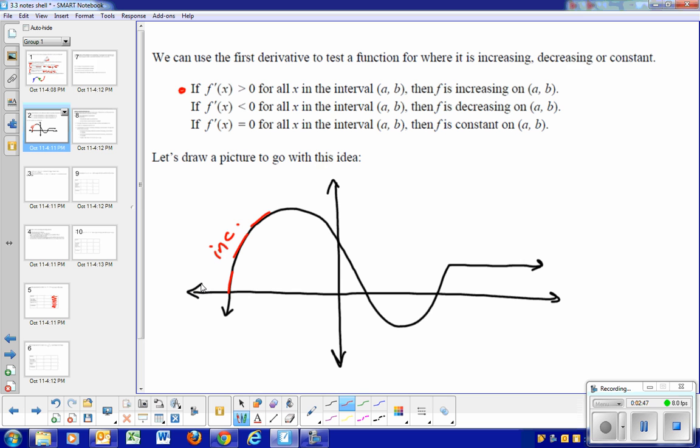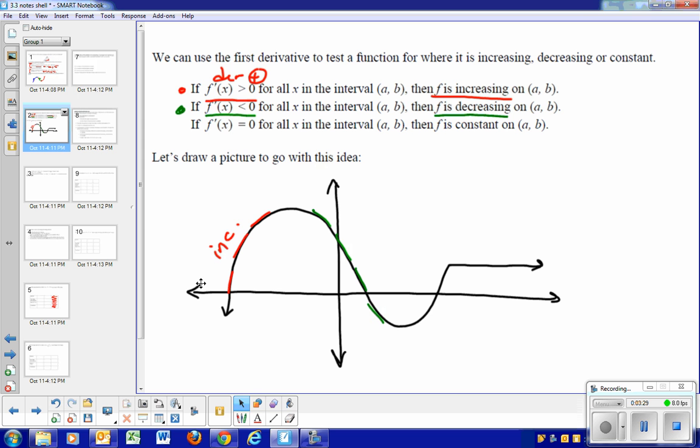Now watch your nomenclature here. This is saying the derivative is positive, and that means the function is increasing. Don't mix those up too much. Sometimes people will say, well, because the derivative is increasing, the function is positive, and that's backwards. So be careful that you're saying the word positive where you mean positive and increasing where you mean increasing. Then over here, we have some negative sloping tangent lines on that part of the function. So the second bullet says if your derivative is negative, that means that the function is decreasing.